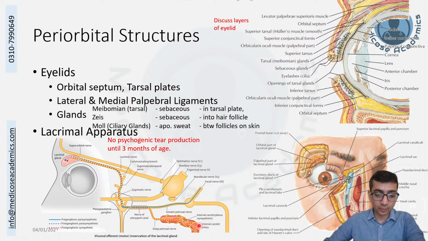A similar pathway is followed by the sympathetic supply. Sympathetic fibers reach the pterygopalatine ganglion through the deep petrosal nerve when it joins the nerve of the pterygoid canal. It reaches the pterygopalatine ganglion, and from here to the lacrimal gland, the pathway is the same.